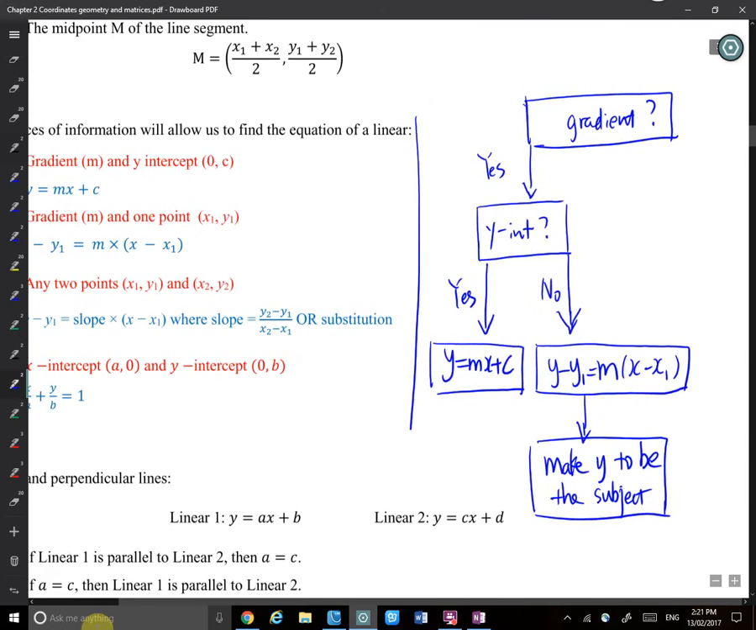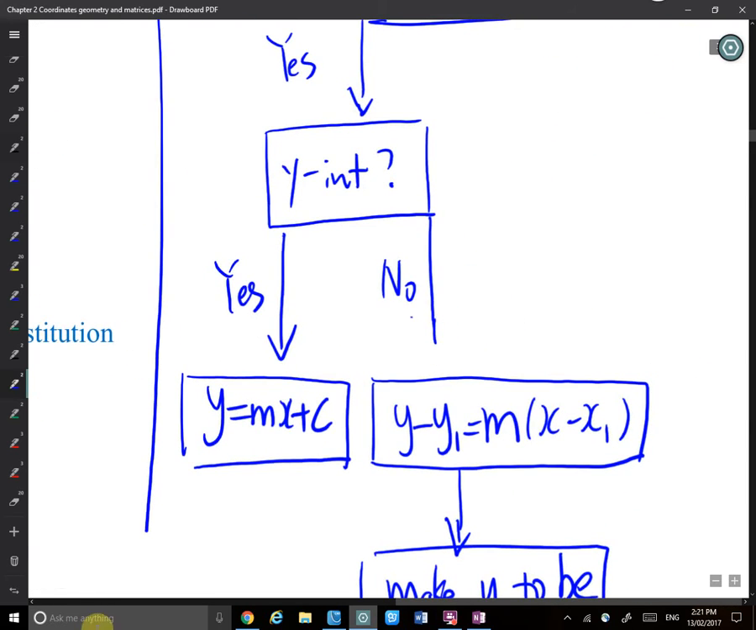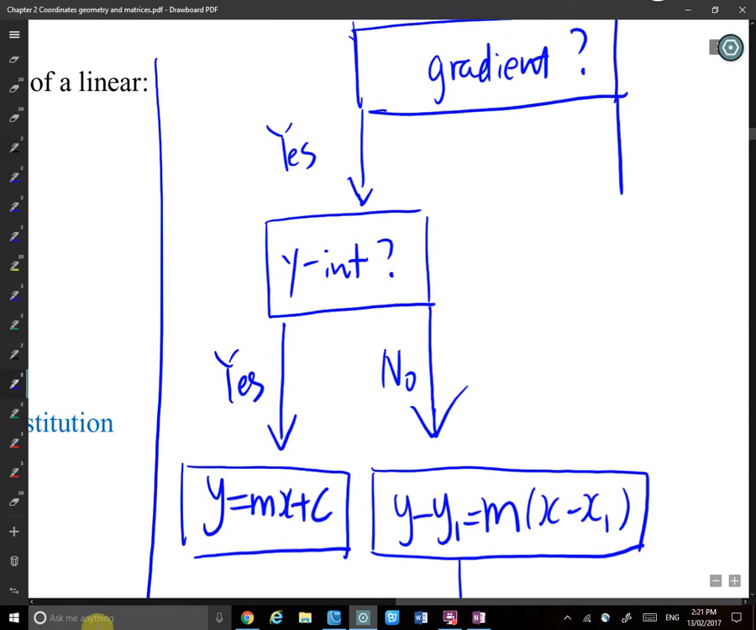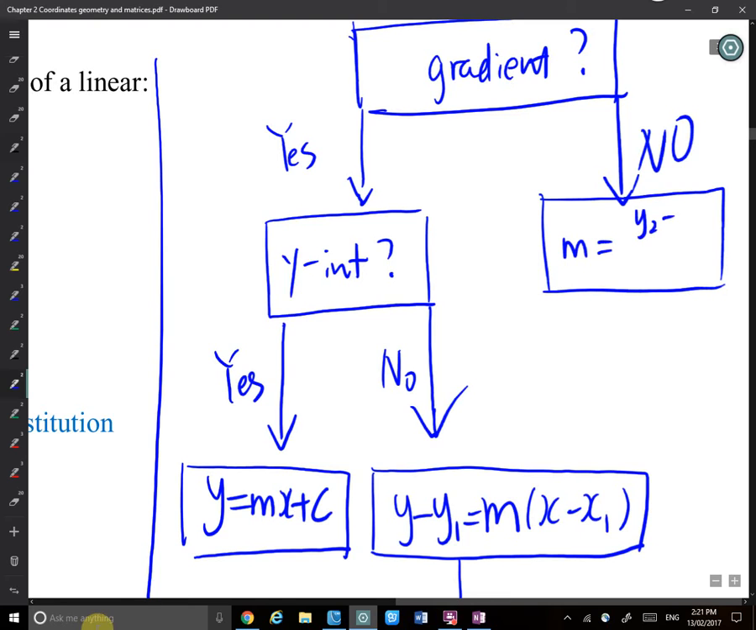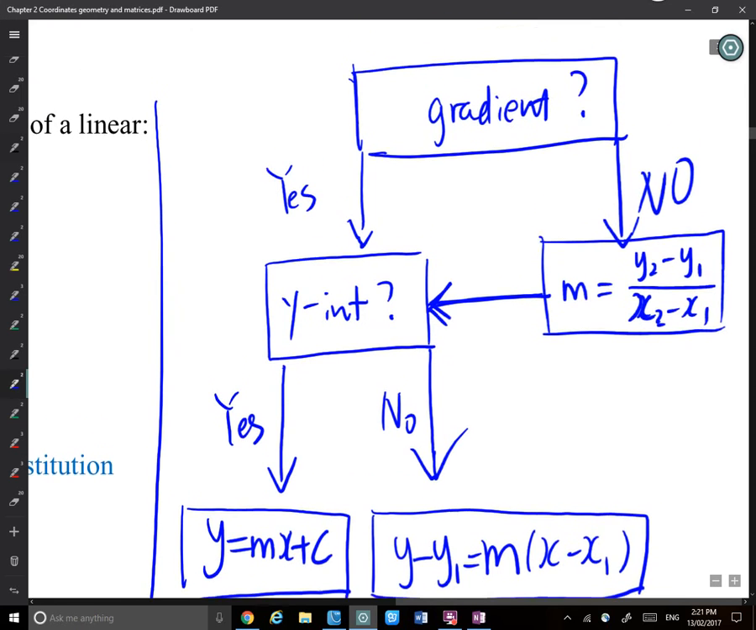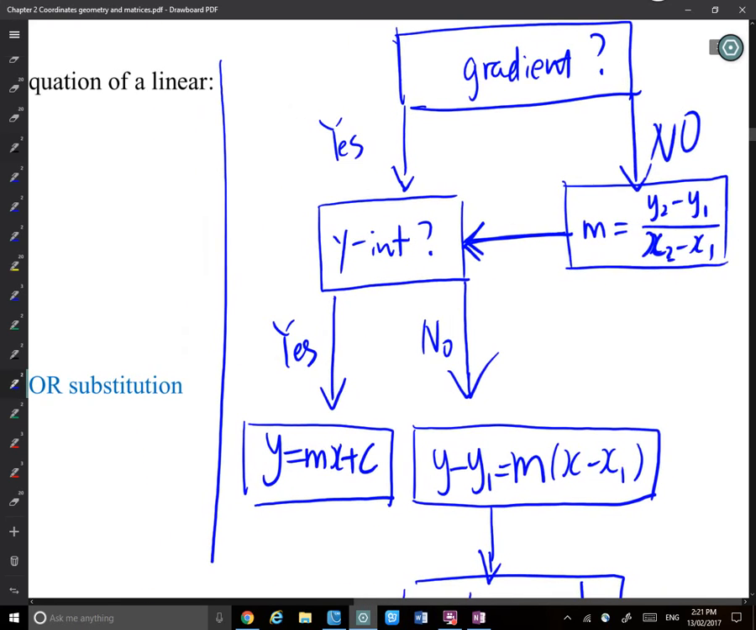Let's go to this side. If we don't have the gradient, then we need to find the gradient. How to find the gradient? Gradient equals y2 minus y1 over x2 minus x1. After you find the gradient, we check: do we have the y-intercept? Okay, that's the flow chart.